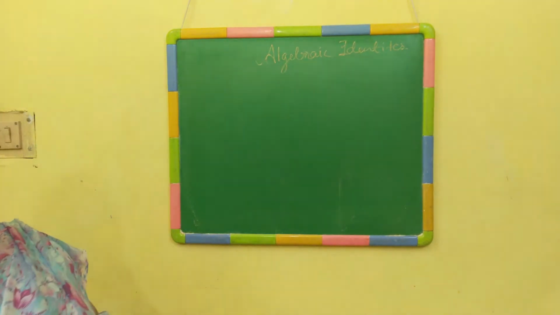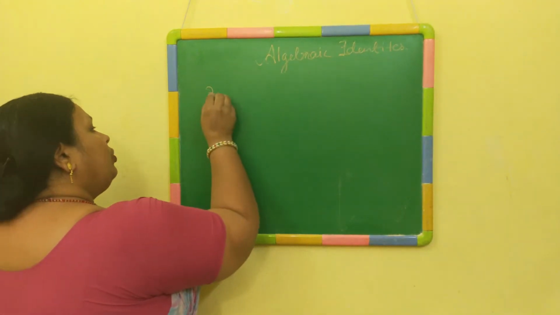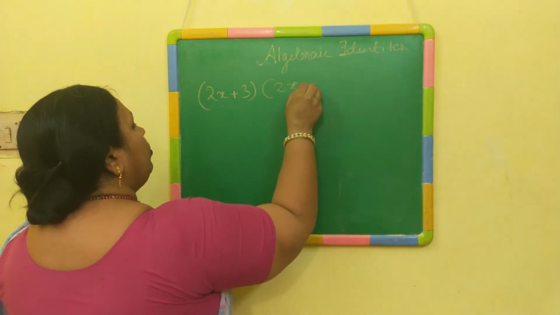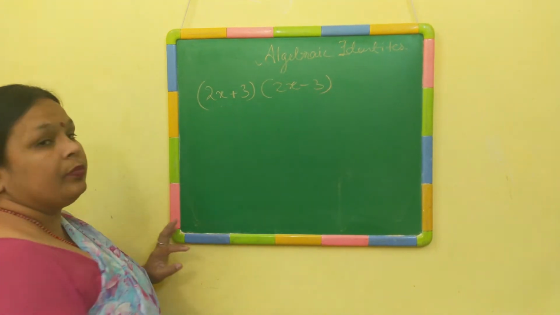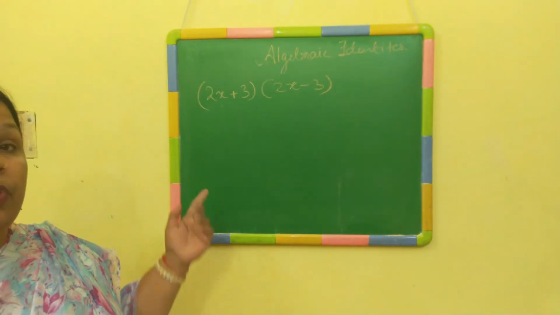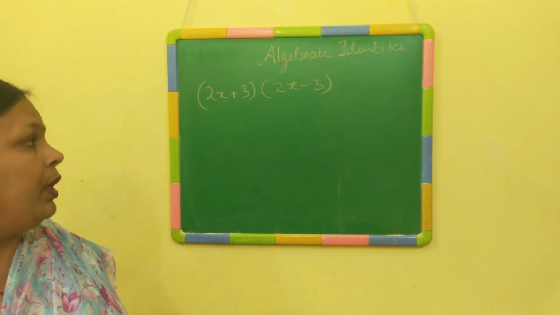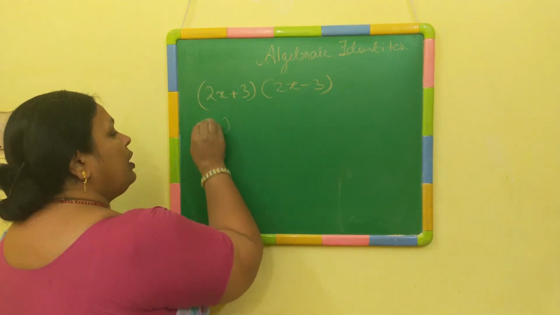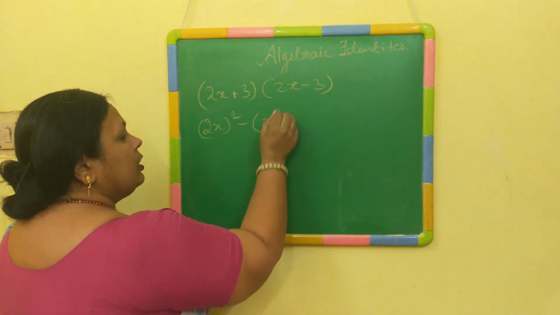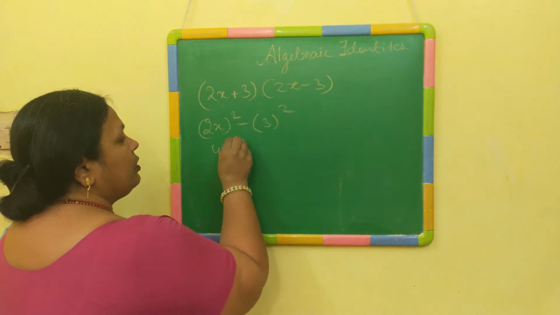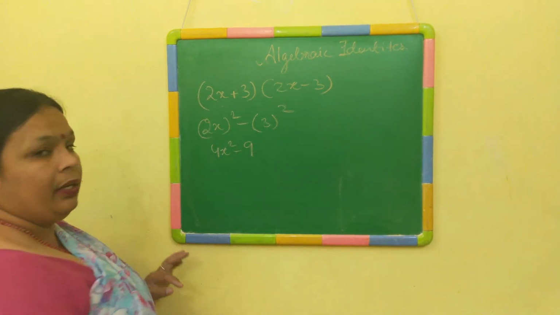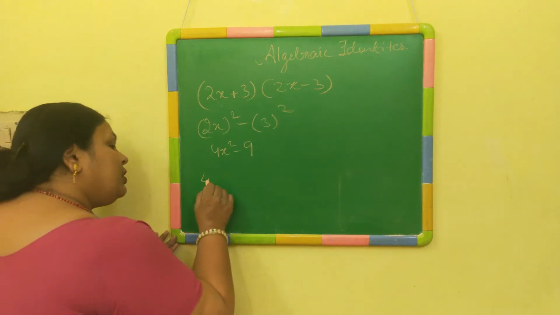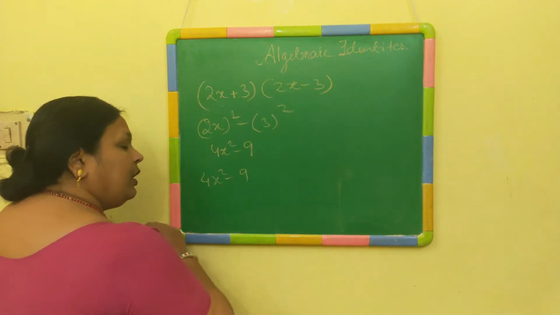Now what is the third identity? Let 2x plus 3 and 2x minus 3. Only the sign is changing. There we can go for the difference of squares. So as per the identity, it is (2x) square minus 3 square, that is 4x square minus 9. Clear? What happens if it is 4x square minus 9?